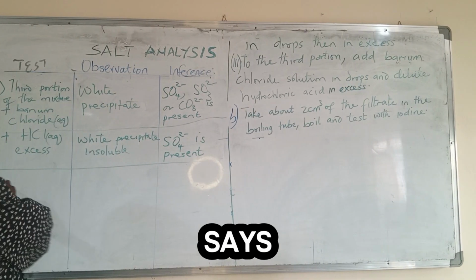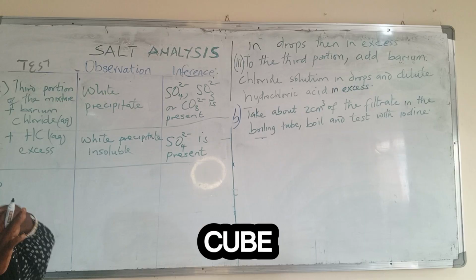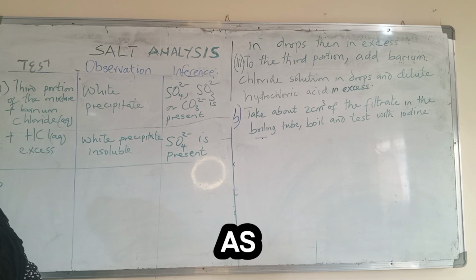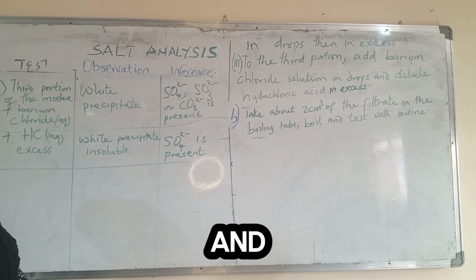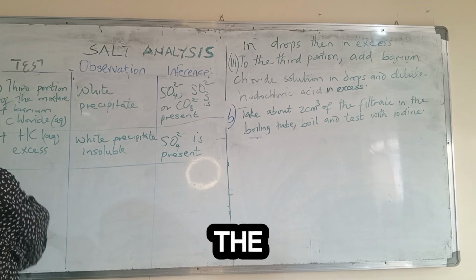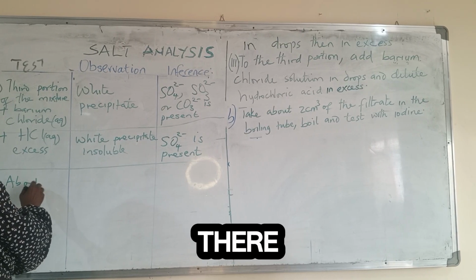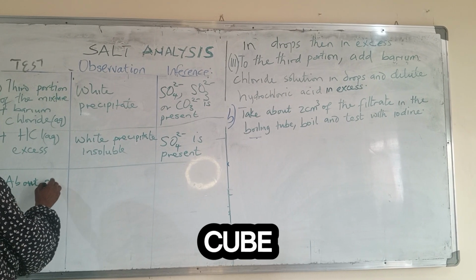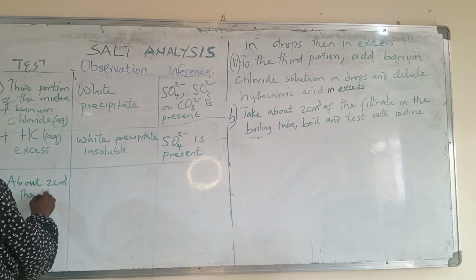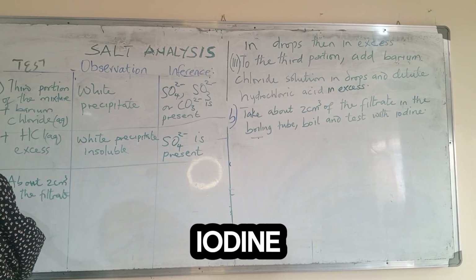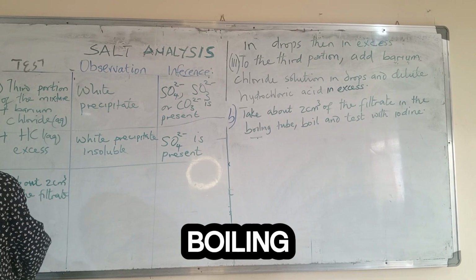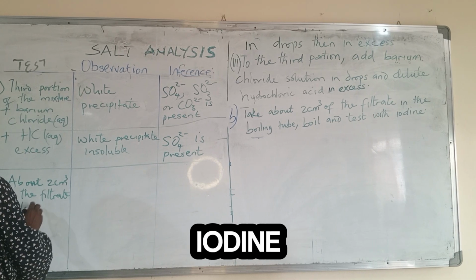Now part B says you should take about 2 cm cube of your filtrate. You know you have filtered it; you have the filtrate kept somewhere. As I said, keep both the filtrate and the residue. So, 2 cm cube; just write it as the question says. If they put about, you put it; if it's not there, you remove it. So about 2 cm cube of the filtrate, boil it, plus iodine.